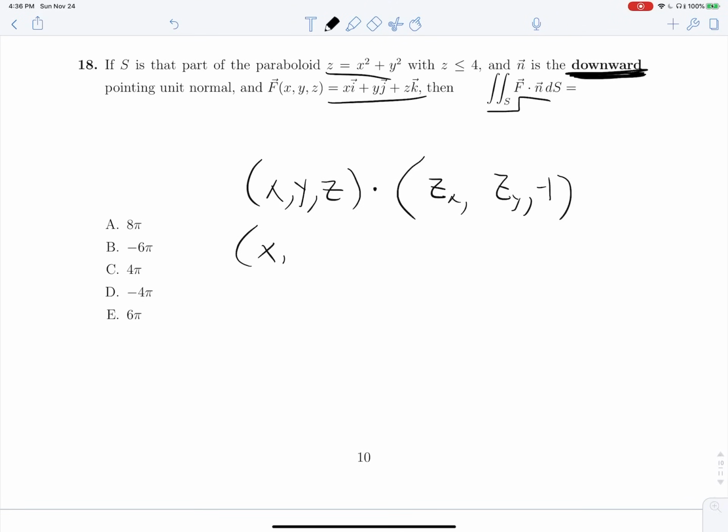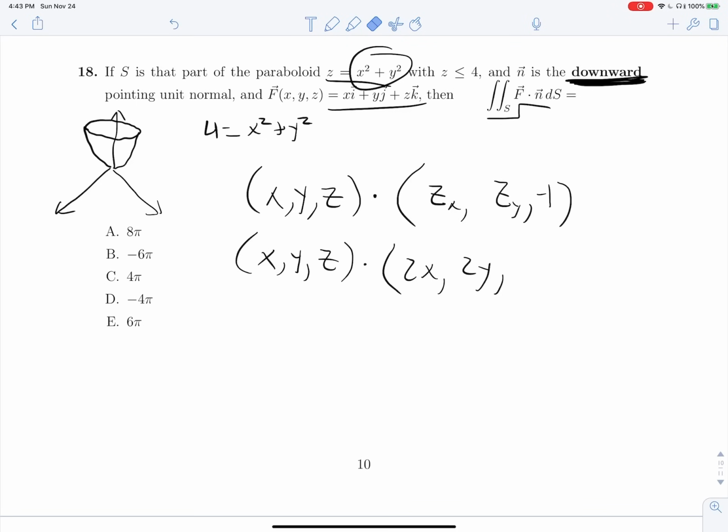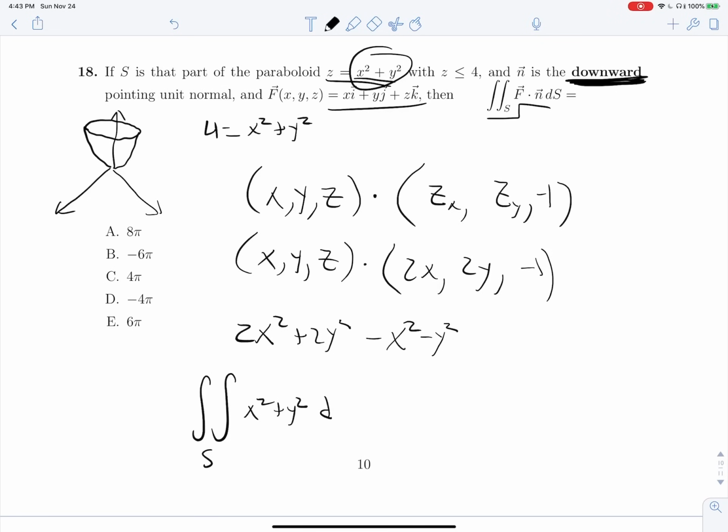So let's find this. x, y, z dotted with 2x, 2y, and 1. Whoops, sorry, I meant negative 1. That took me a very long time to figure out. I went through the entire problem, had no idea what happened, and it's just because I dropped a negative 1 there, which is kind of scary. So let's work this out. This is going to be 2x squared plus 2y squared minus z, where we know that z is x squared plus y squared. So this is just going to be minus x squared minus y squared. So our integrand is going to work out to x squared plus y squared dS.